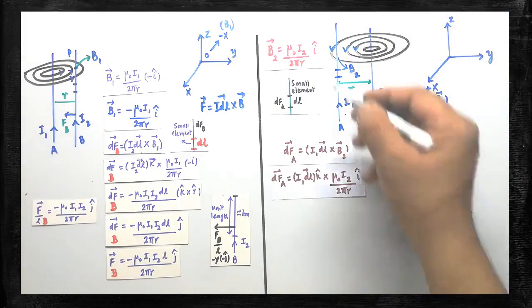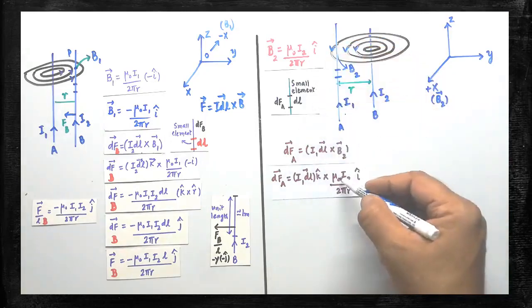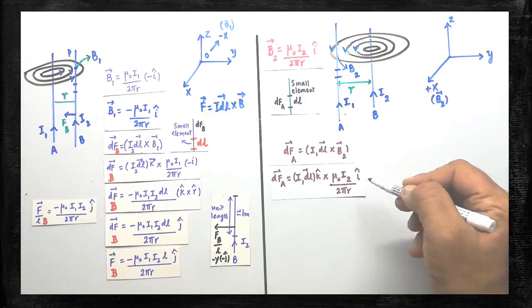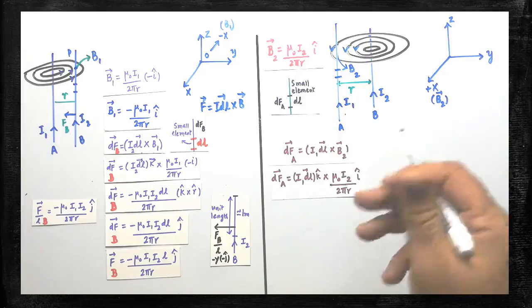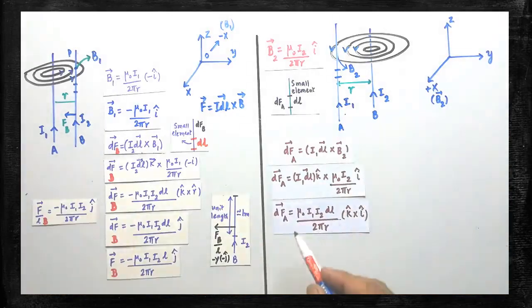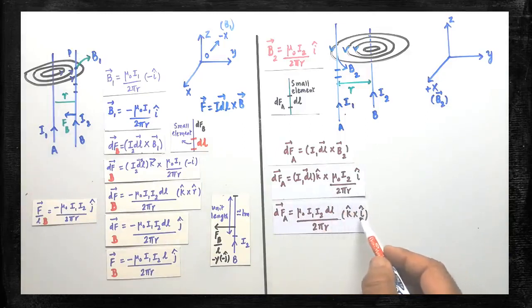B2, that B2 is to be substituted here. Instead of B2, what is the formula? Mu naught I2 divided by 2 pi r, I cap must be written. In the next step, this 2 can be combined. So what is the equation? dFA vector is equal to mu naught I1 I2 dl. This k cap and I cap both can be written within the bracket.